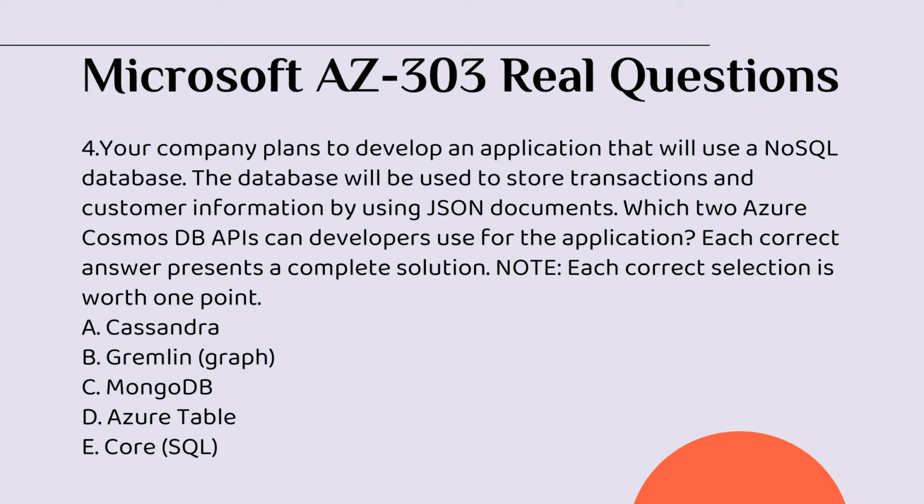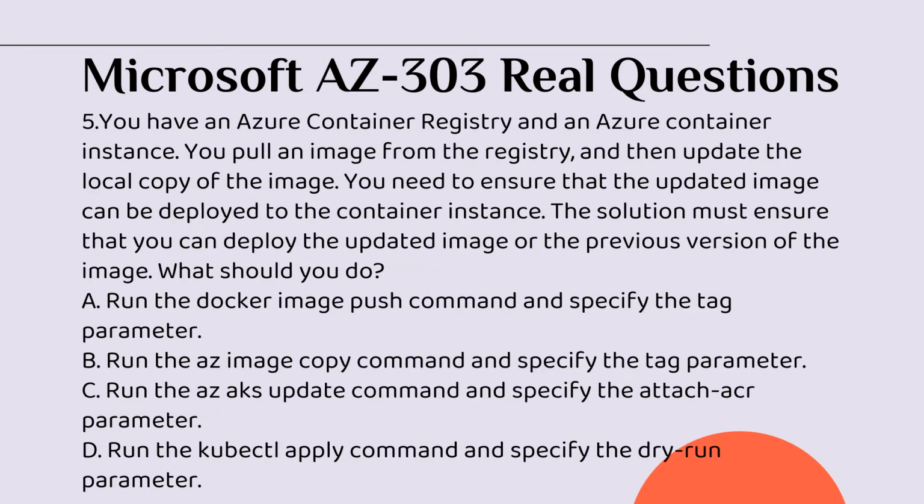E. Core (SQL). 5. You have an Azure Container Registry and an Azure Container Instance. You pull an image from the registry, and then update the local copy of the image. You need to ensure that the updated image can be deployed to the container instance. The solution must ensure that you can deploy the updated image or the previous version of the image. What should you do? A. Run the docker image push command and specify the tag parameter.